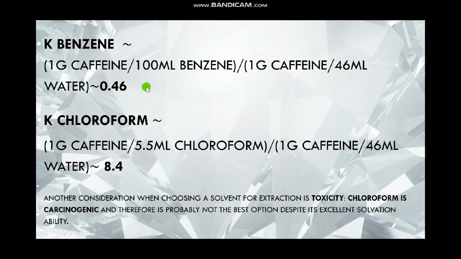So we took another solvent, dissolving 1 gram of caffeine in 5.5 ml of chloroform and 1 gram of caffeine in 46 ml of water, which gave a K value of 8.4, which means it's greater than 1. That is, the caffeine is present in the chloroform. But the disadvantage was that chloroform is highly carcinogenic, as stated below. So we had to choose another solvent.